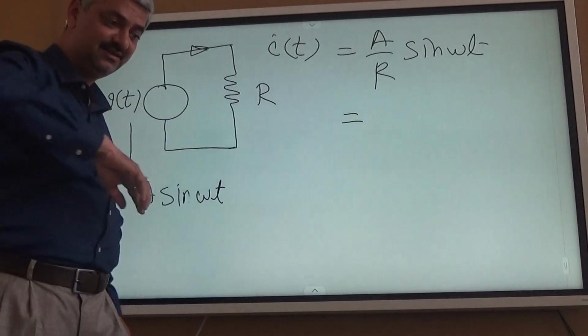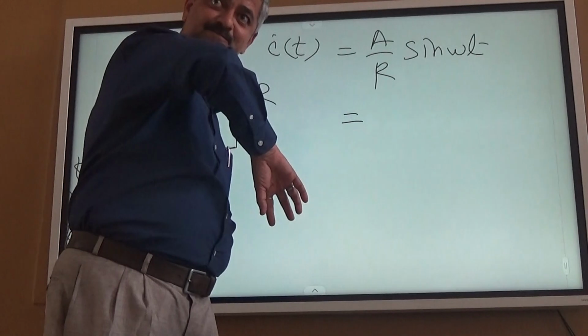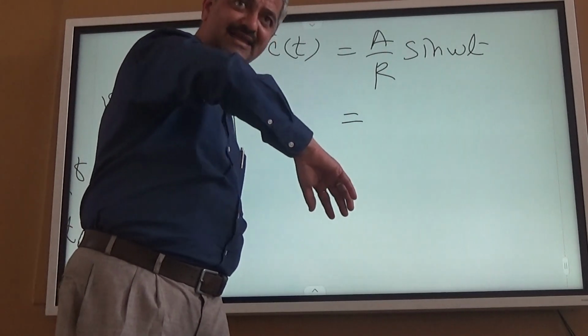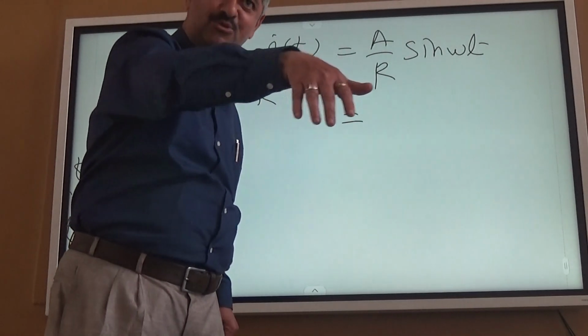And AC current, what happens? For some time you move up, for some time you move down.